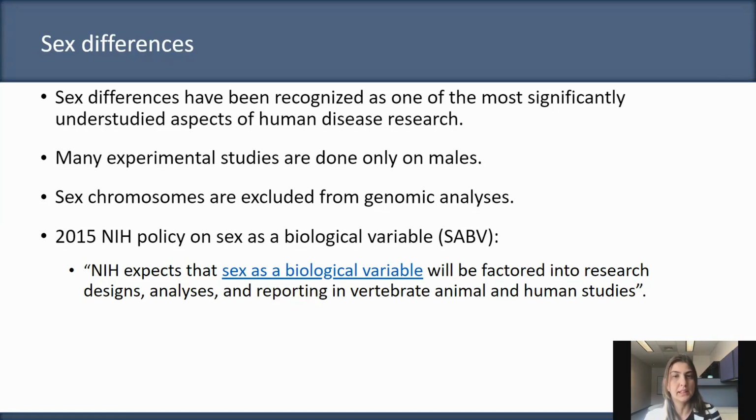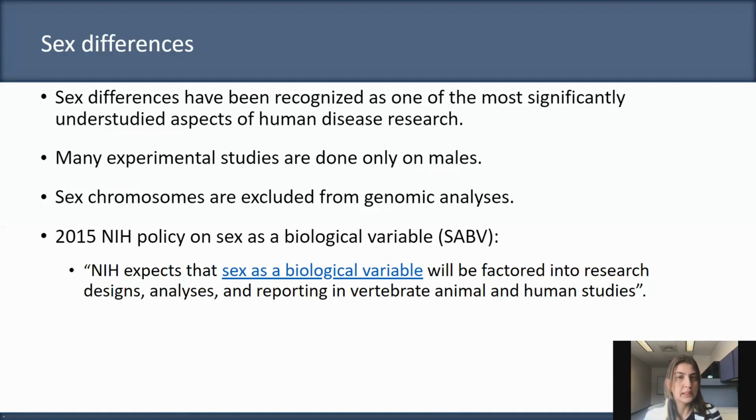Also, a lot of genomic analysis will exclude sex chromosomes from their analysis, because there are a lot of challenges to deal with sex chromosomes. So many of the GWAS studies that we have today were done without the sex chromosomes.